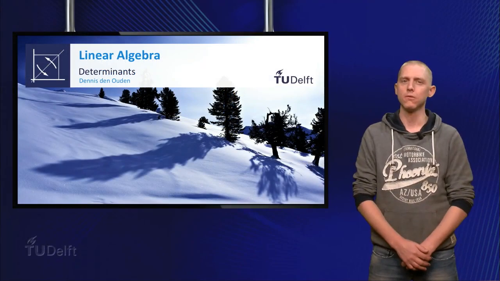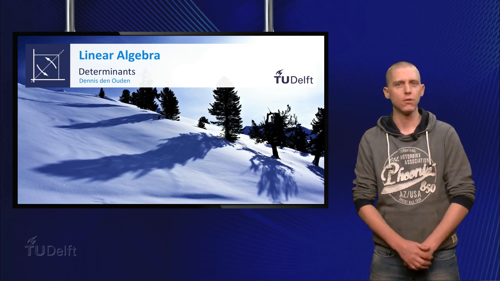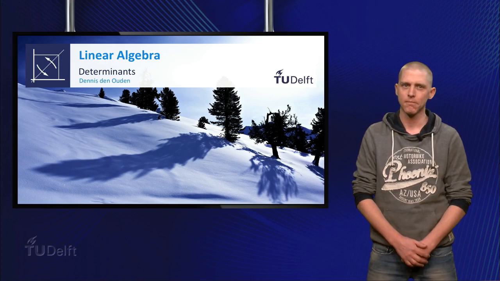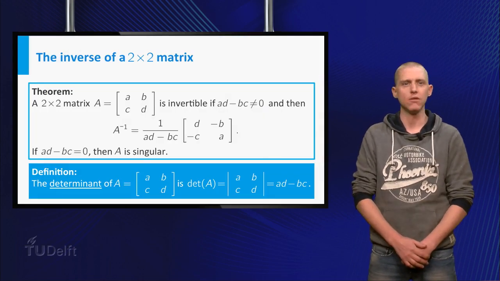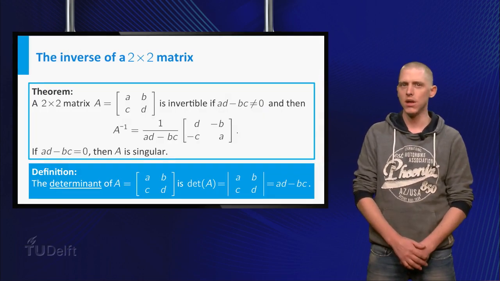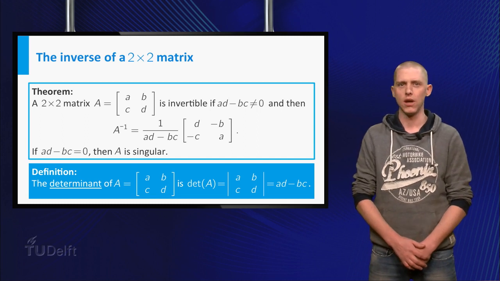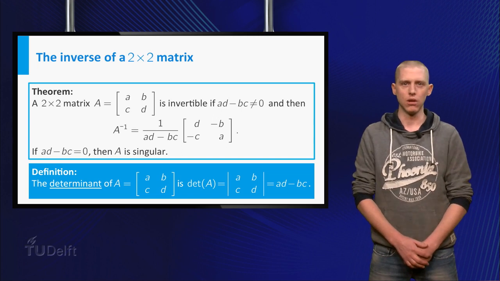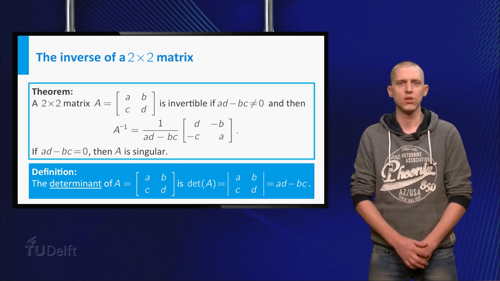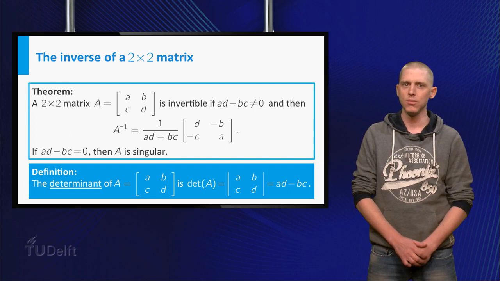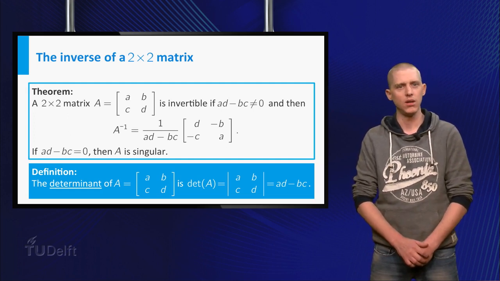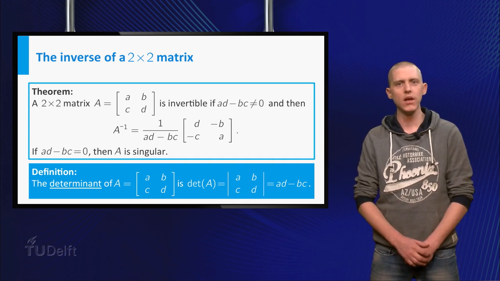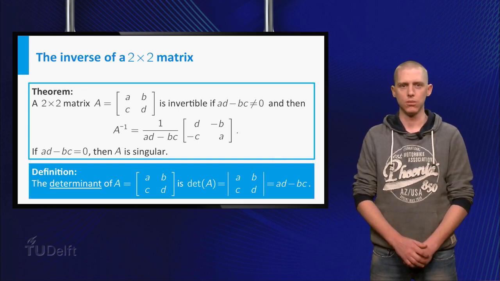You learned about the inverse of a matrix and you learned a direct formula for a 2 by 2 matrix if this matrix was invertible. A 2 by 2 matrix A given by a, b, c, d is invertible if the determinant, a times d minus b times c, is unequal to 0, and has inverse 1 over the determinant times d, minus b, minus c, a. If the determinant of A is 0, A is singular or non-invertible.